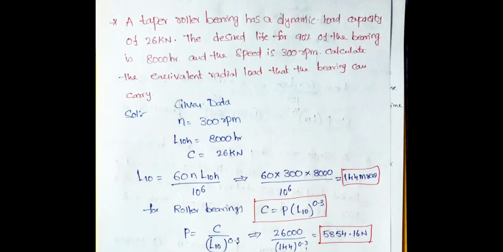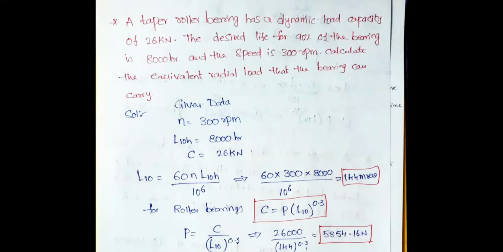Next, they specified the life of the bearing as 90%. I already mentioned the definition: 90% means it is the rated life. You can consider L90 or L10; both are the same. So the rated life of the bearing, L10 or L90, equals 8,000 hours.